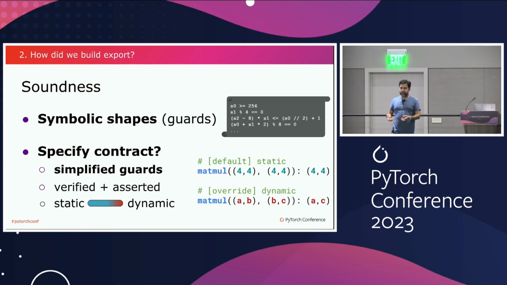Let's take a concrete example. Suppose you have a matmul operator in your code, right? So rather than specializing it to expect and return 4x4 tensors, because that's what you got when you were tracing through with your example inputs, you might want to generalize that part of your code to expect tensors of shape A cross B and B cross C and return a tensor of shape A cross C. So you need those symbols, right?